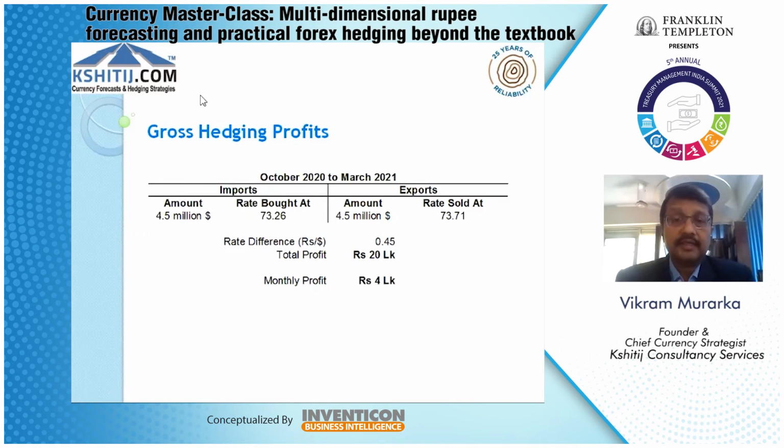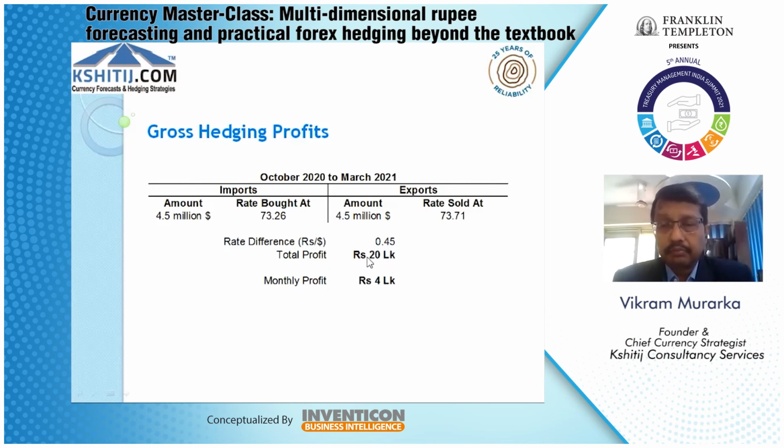In contrast, let me share with you real data for a much smaller company for the period October 2020 to March 21. In this period, this company had imports of $4.5 billion, for which it paid 73.26 per dollar, and exports, much larger exports, but the equivalent amount, if we take $4.5 billion, it sold exports at 73.71. So there was a net positive difference between the buying rate and the selling rate of 45 paise, or a total profit of 20 lakh or a monthly profit of 4 lakh.